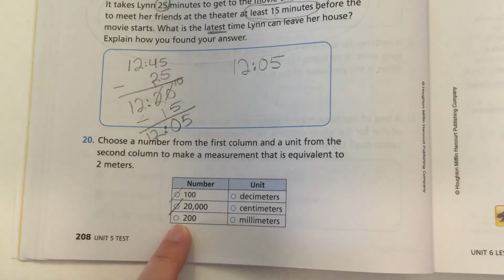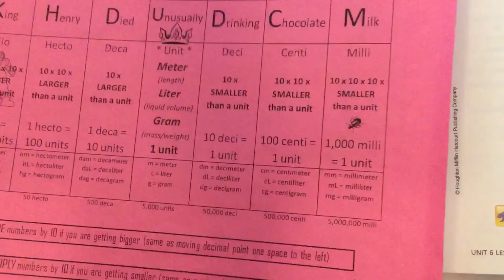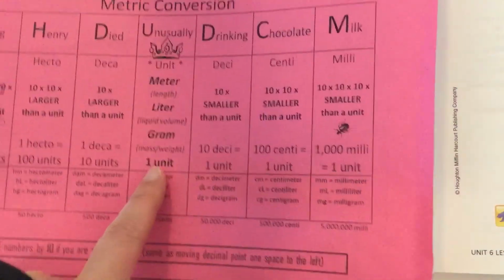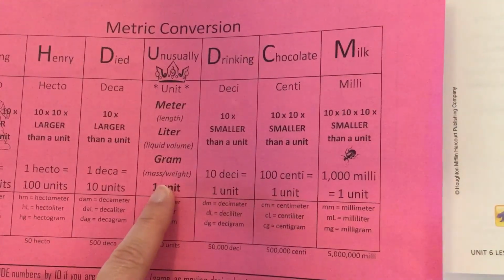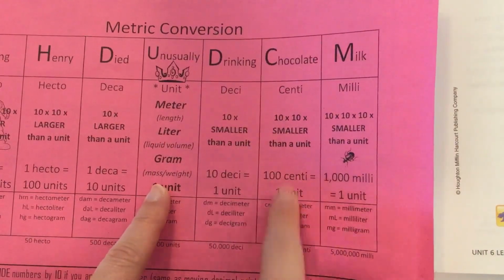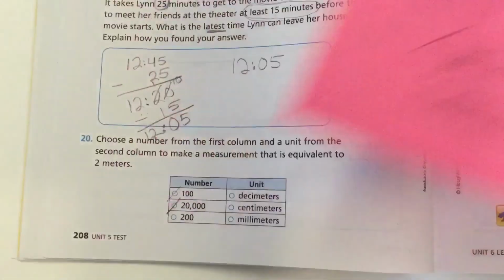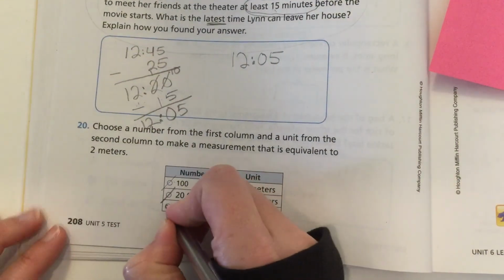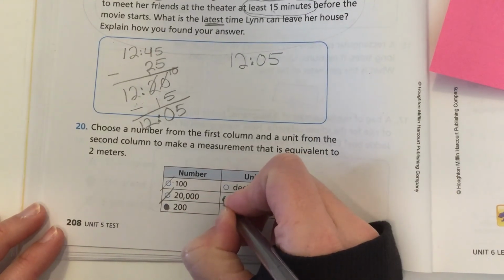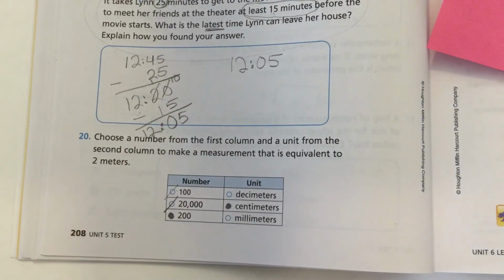Okay, so now let's go with 200. I think this is the only one that realistically is going to work. 2 meters to 200 something. Okay, 2 meters. So 200 means that there's 2 zeros in 200, so it's going to be 2 hops. 1, 2. Oh, okay. Centimeters, right? 200 centimeters. Yes. All right, so 200 and centimeters. Okay, so notice that there's only 1 out of the number and 1 out of the unit that can be correct.